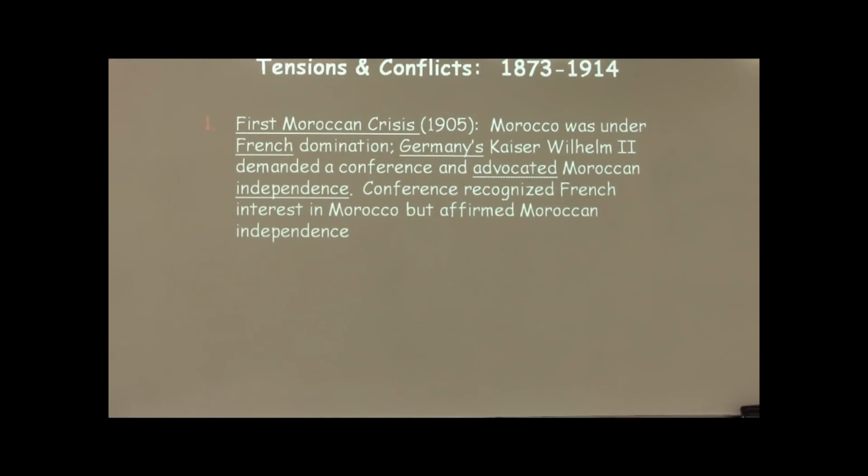So then we have tensions and conflicts. First was the Moroccan crisis in 1905. Morocco was under French domination. Germany's Kaiser Wilhelm II demanded a conference and advocated Moroccan independence. The conference recognized French interest in Morocco, but affirmed Moroccan independence.